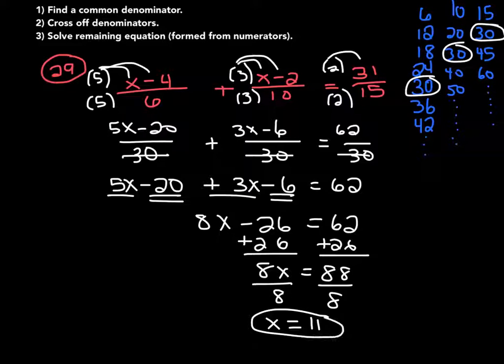Now number 30 in your packet we're going to skip, because if you notice, it's not even an equation. There's no equal sign, so unfortunately there's nothing to solve. All right, so let's take a look at number 31.